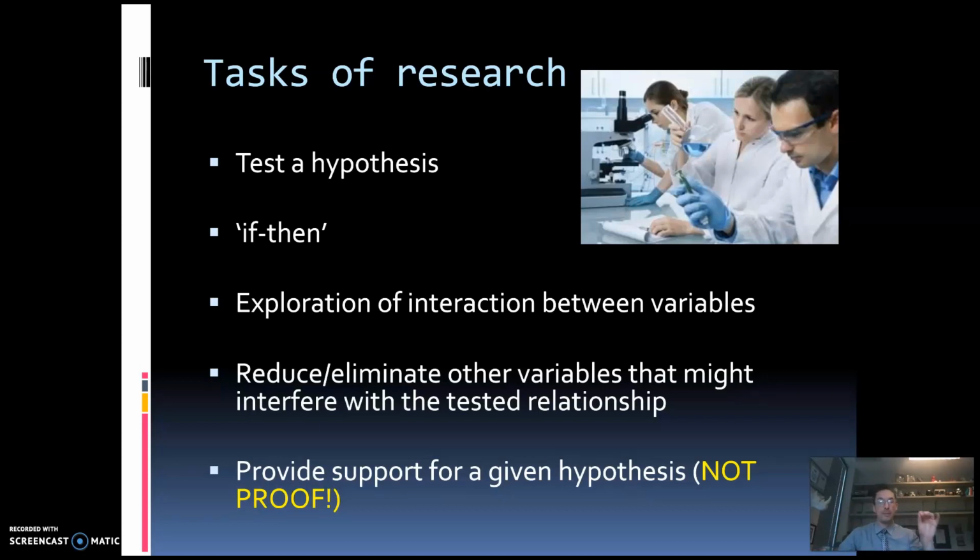Provide support for a given hypothesis. Research is about providing support for a hypothesis, not proof. I can't emphasize that enough. Not proof. We're not trying to prove anything in our research or establish proof. We're simply providing support or evidence for a hypothesis.